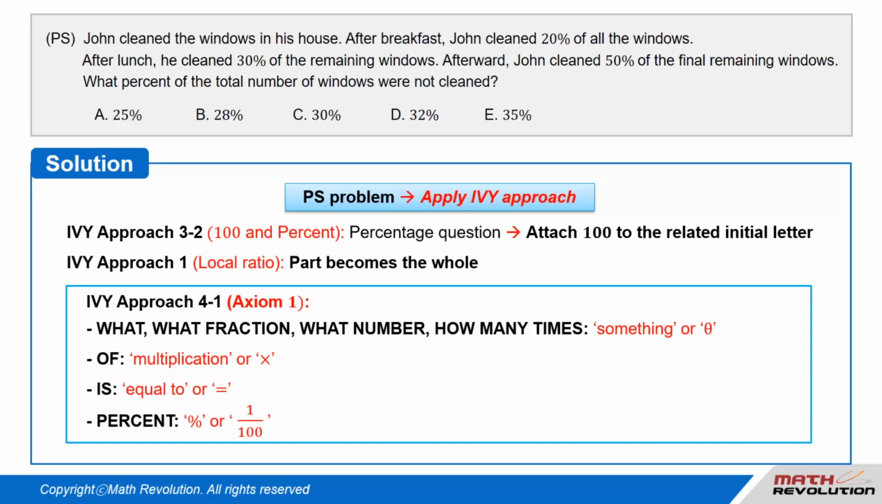Ivy approach 4-1, Axiom 1. What fraction, what number, how many times, or a similar phrase can be translated into something or theta. Of can mean multiplication or times. Is can be equal to or equals. Percent can be percent or 1/100.